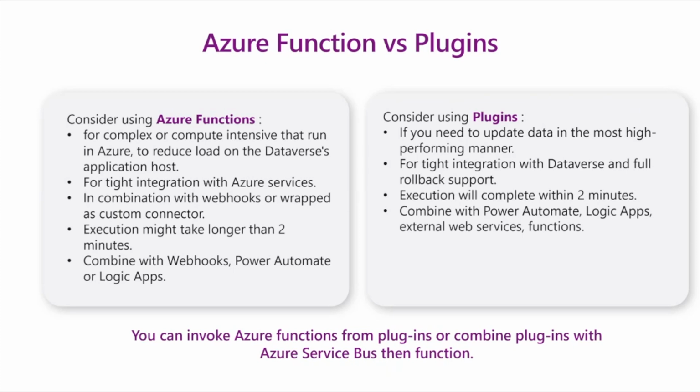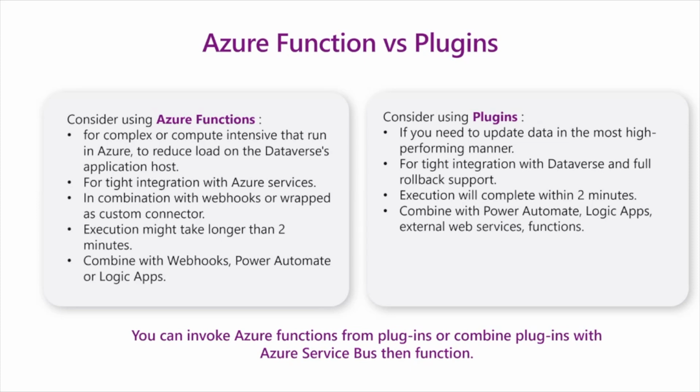In many scenarios, it can make sense to offload logic to reduce the load on the Dataverse application host, as you have the availability to run functions in a synchronous and asynchronous capacity, with Dataverse webhooks providing the runtime context to the given request. However, the Azure Functions don't explicitly run within the Dataverse event pipeline. So if you need to update data in the most high-performing manner before it posts to Dataverse, we still recommend that you use a plugin to perform this type of operation.